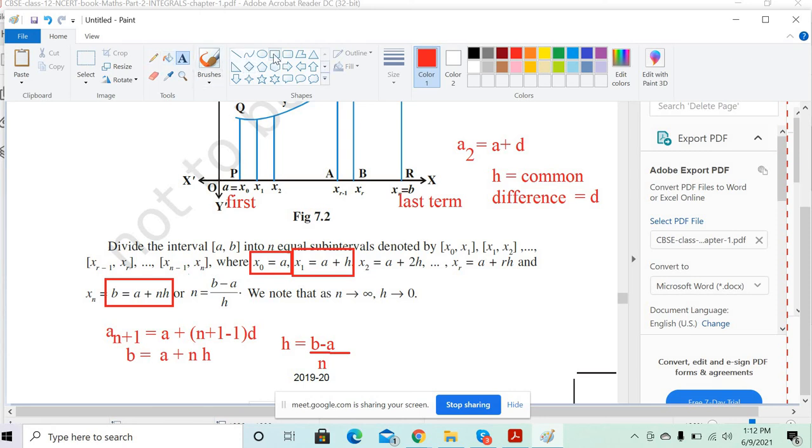And we want to understand what this value n is. If we assume n tends to infinity, then h has to tend to 0, because if the denominator is infinity, that means you are dividing b minus a into an infinite number of parts, so h will be very close to 0. That's why h tends to 0. That means the width of each strip will be infinitesimally small, very very close to 0. That means the width is extremely small. Clear? Any questions, any doubts?